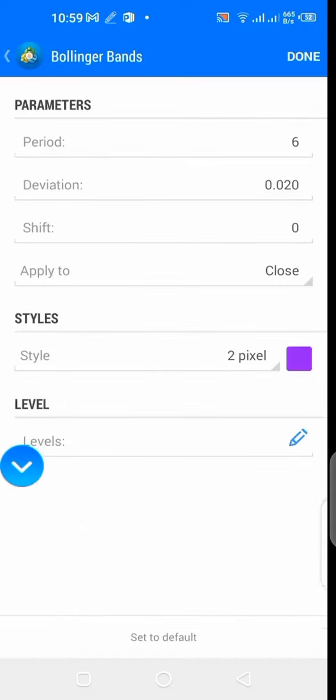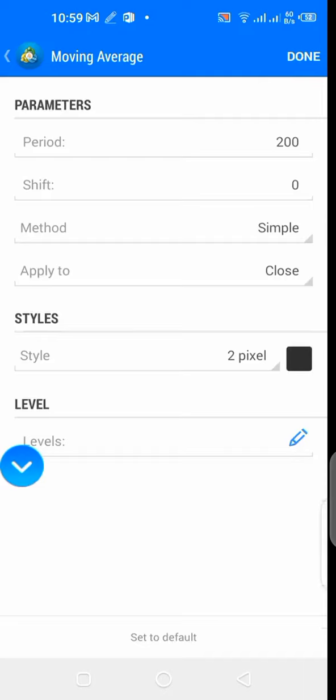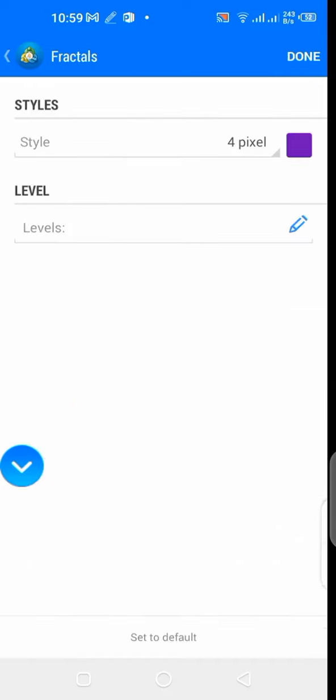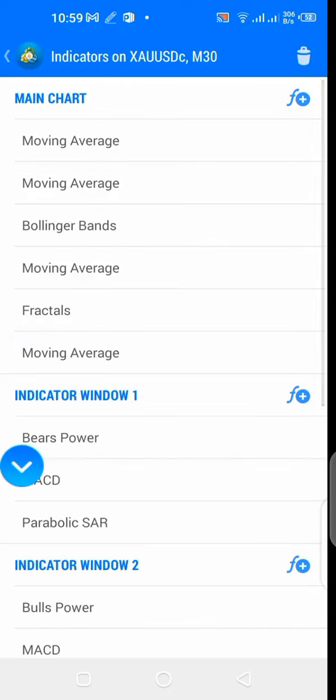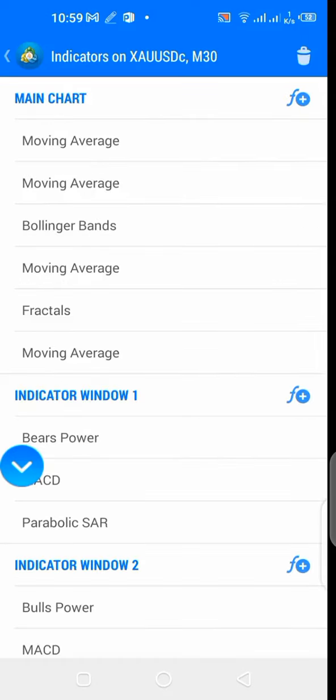Then we have Bollinger Bands, period is 6, deviation is 0.02, color is purple. Another moving average, period is 200, method is simple, color is black. Of course, fractals show you support and resistance areas. Then we have moving average, period is 21, method is exponential, color is gray.